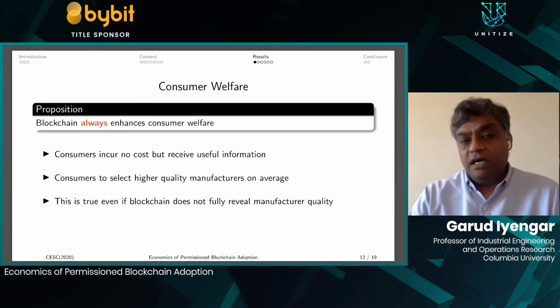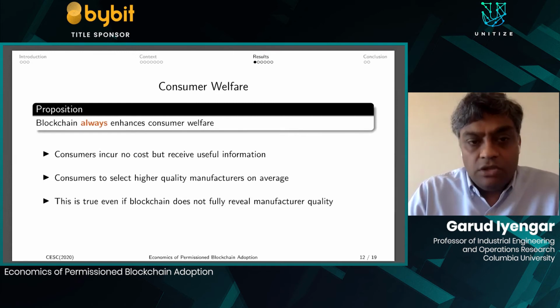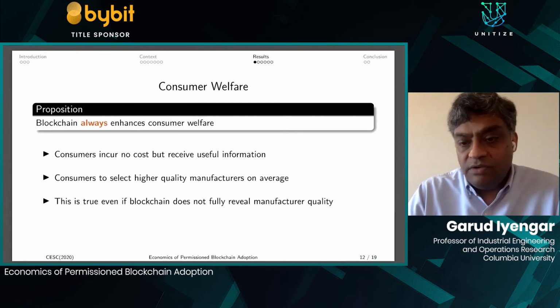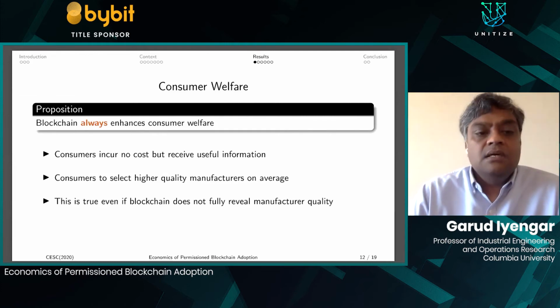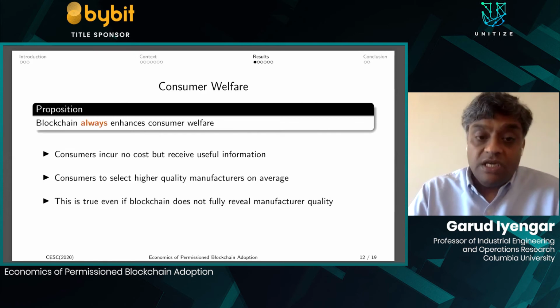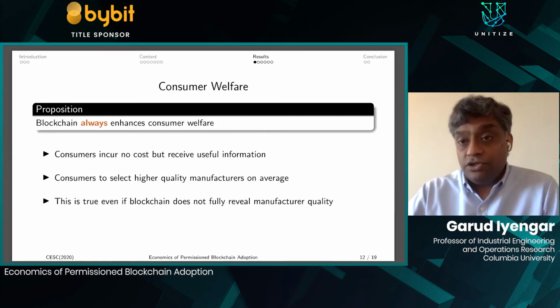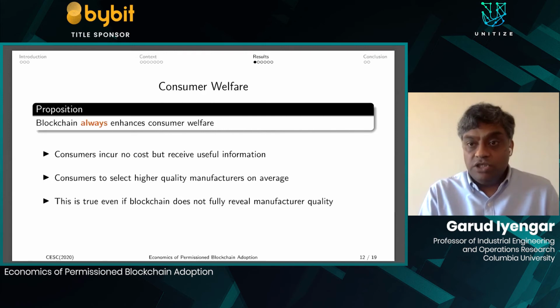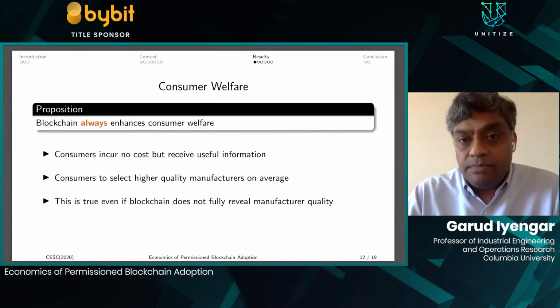First thing that we find in this simple model is that blockchain always enhances consumer welfare. This is not very surprising. Consumers incur no cost, but receive useful information. Consumers are able to select higher quality manufacturers on average because the blockchain improves what happens to their quality.